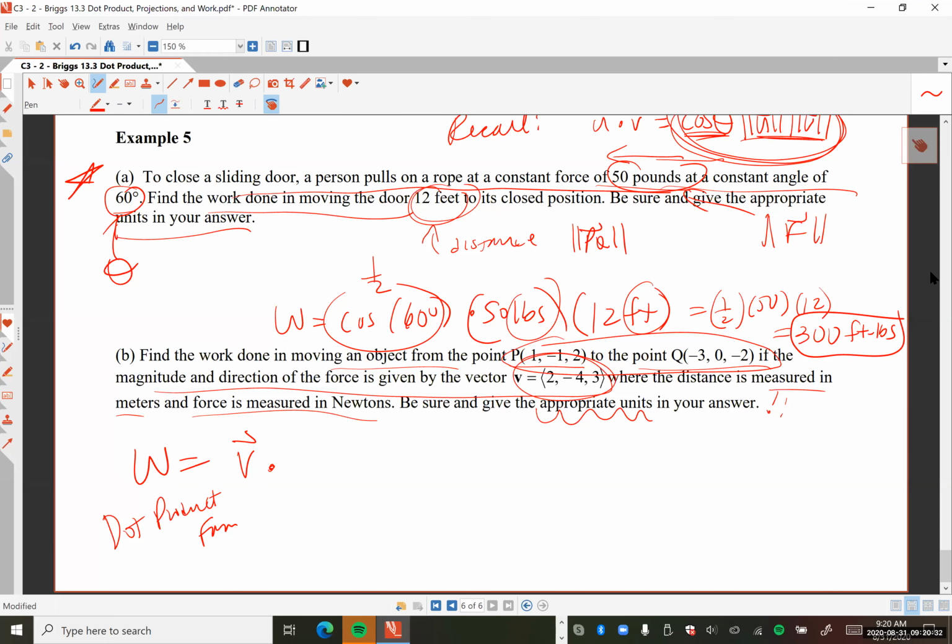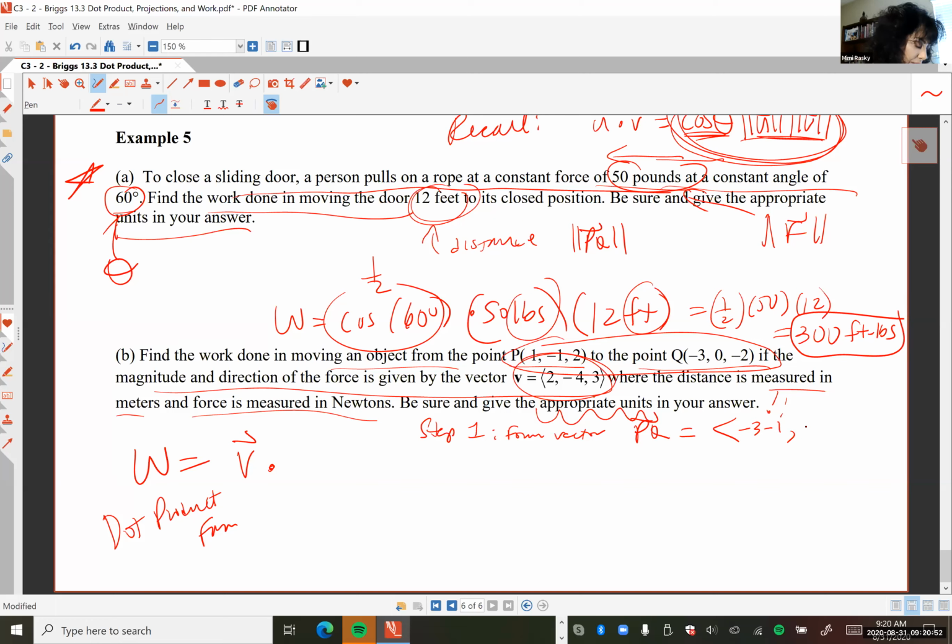Find PQ. So step one is I can't even find work yet. I have to form the vector PQ first. And if you neglect that step, I don't care what else you do, the whole problem, you just lost 20 points. Congratulations. You blew it. So the PQ vector, and yes, order matters, you're going to do terminal minus initial.